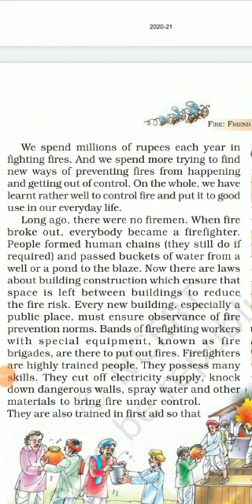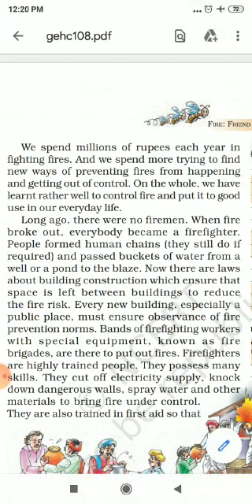We spend millions of rupees each year in fighting fires, and we spend more trying to find new ways of preventing fires from happening and getting out of control. See, each year we are spending lots of money to control fire, because lots of people are burned due to fire, and we are trying to learn more ways. Experiments are going on so that we should know how to control fire properly.